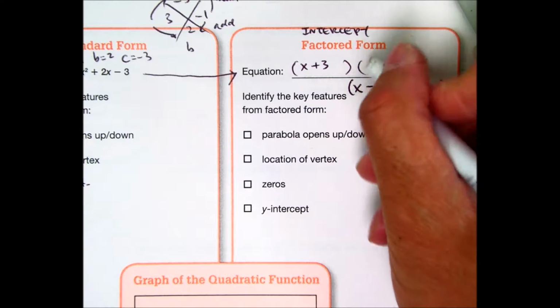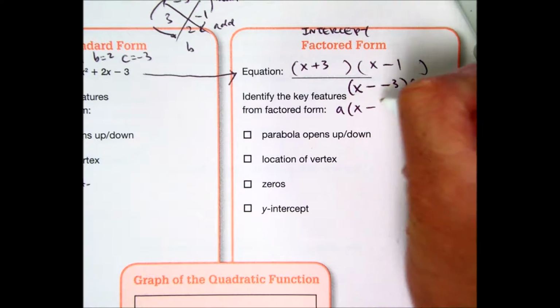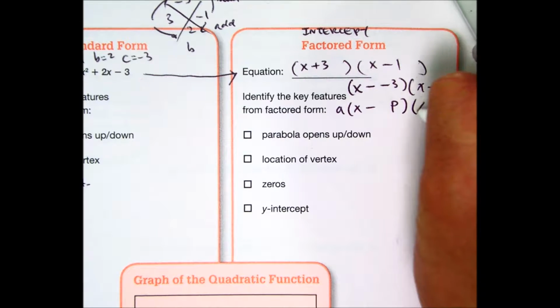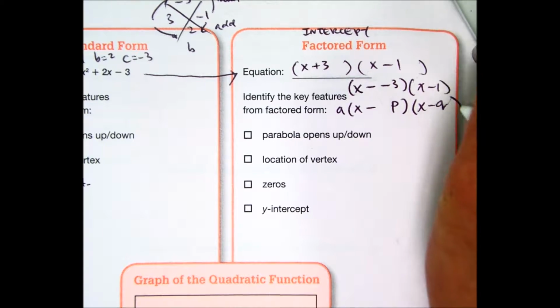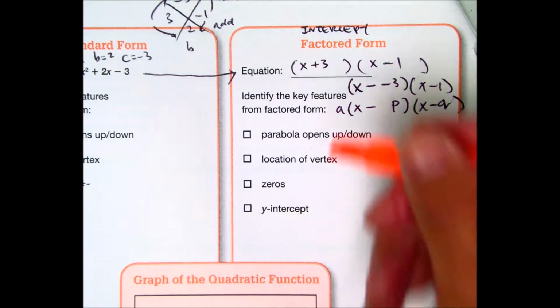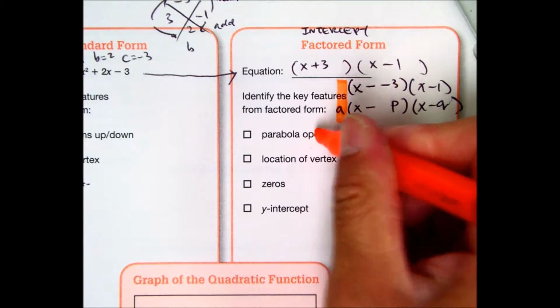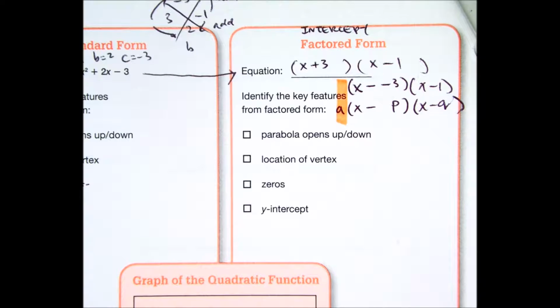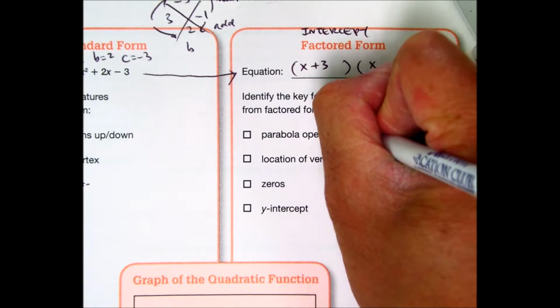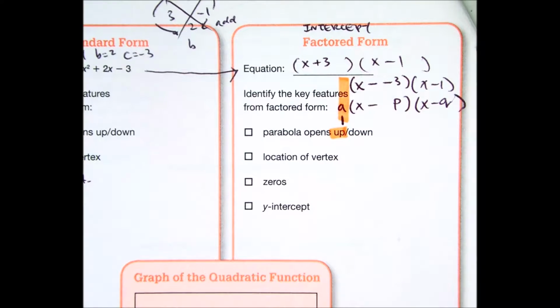So that I can put in what letters? A, X minus P, X minus Q. Class, what is my A value? My A value is 1. What does that tell us? A value is 1, and it opens up.